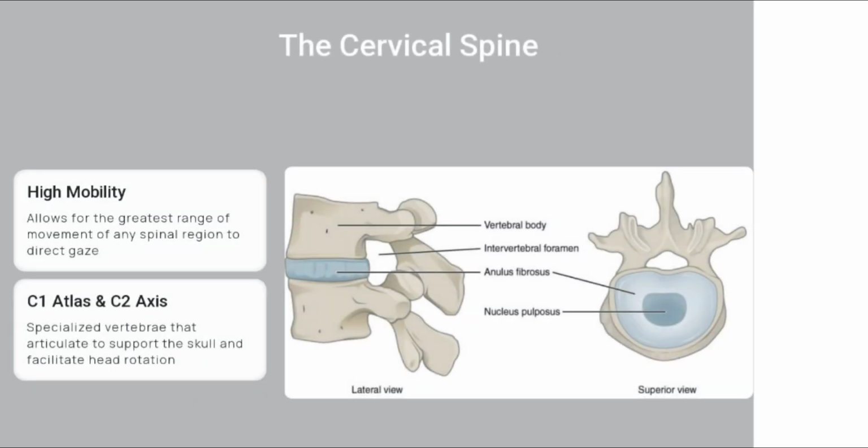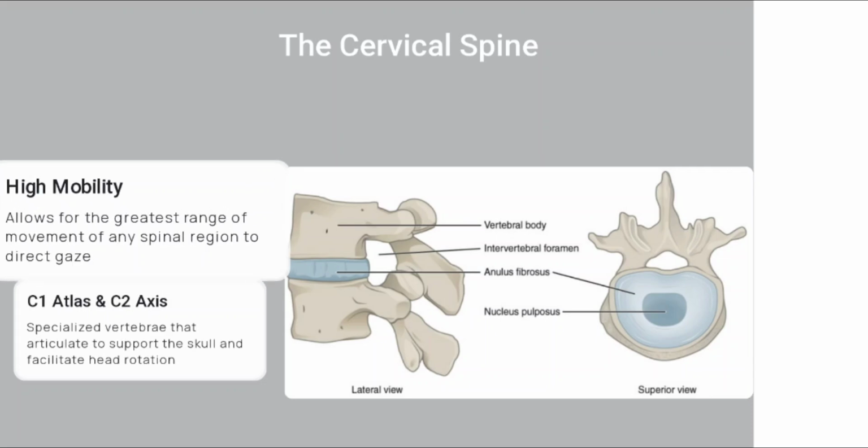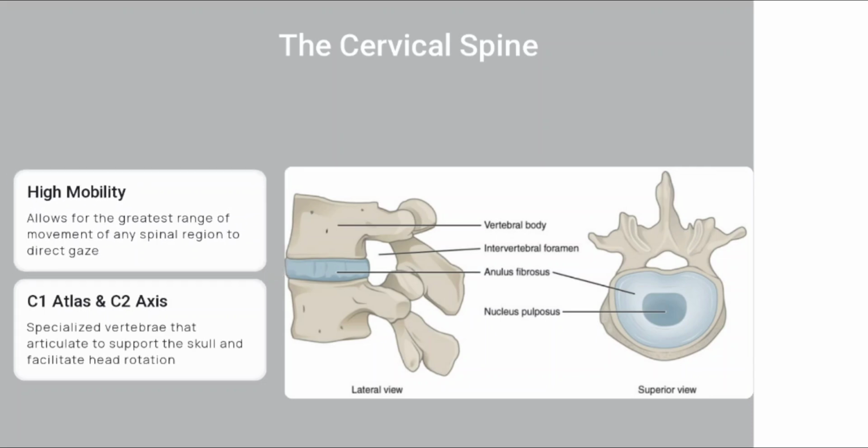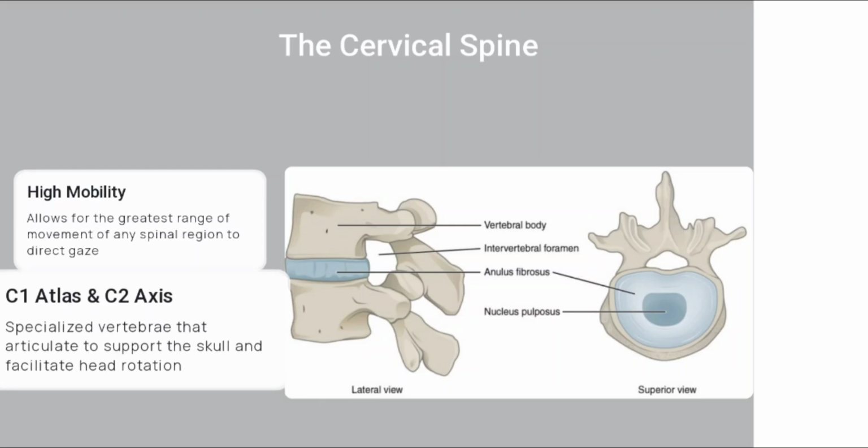The cervical region, spanning C1 to C7, supports the head. C1, the atlas, cradles the skull, while C2, the axis, provides the pivot point. This combination allows for a wide range of head movements.